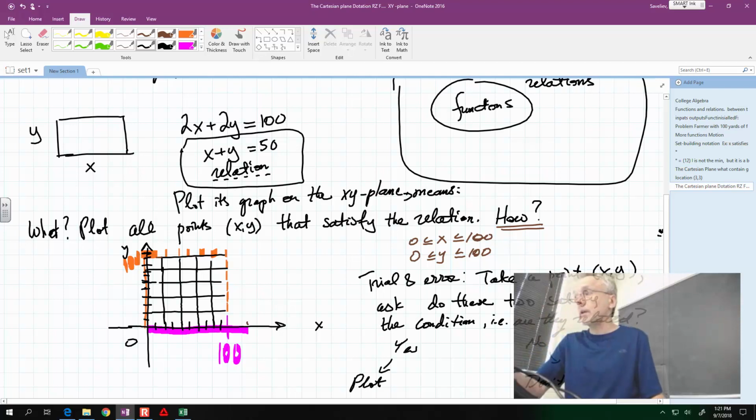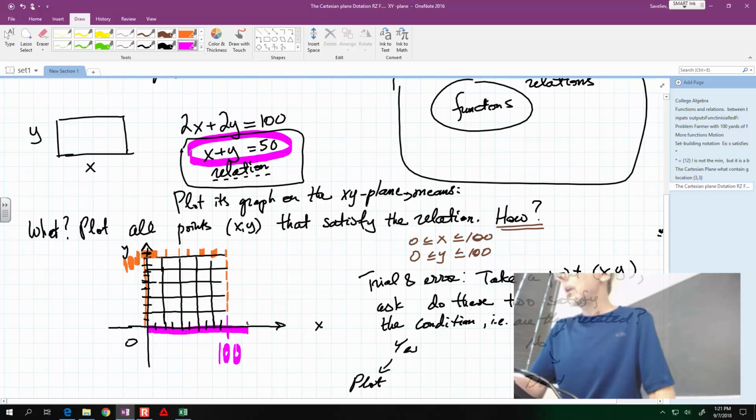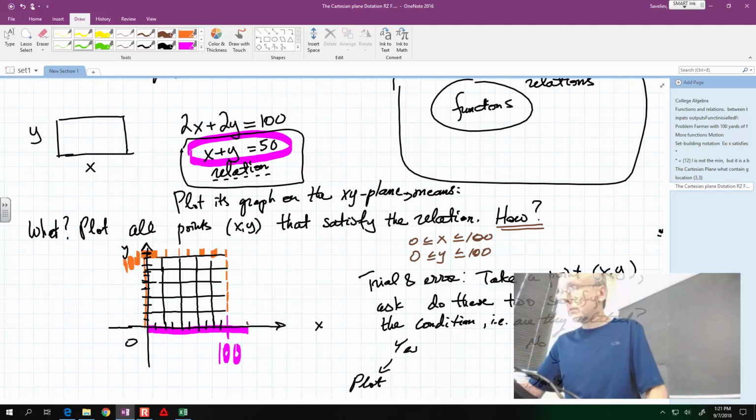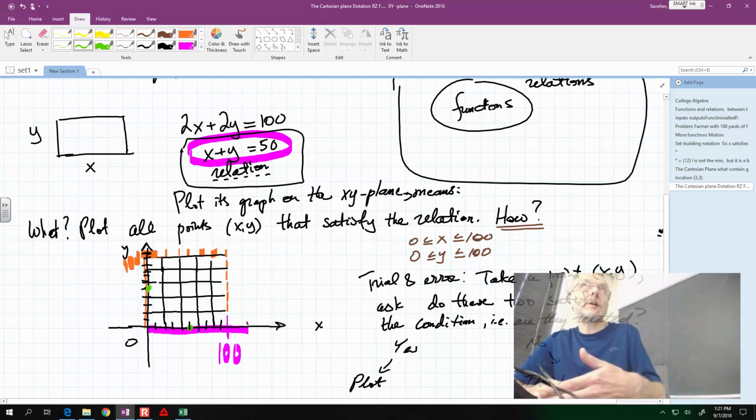So fortunately, the relation is very simple. X plus y is equal to 50. So if I start plotting them, I'm going to have 0 and 50. Remember, we already did it. So 0 and 50 here, 50 and 0 over there, right? So 0 plus 50 gives me 50, 50 plus 0, so 50. Then you have 30 and 20, 30 and 20 here, 20 and 30 here, right?